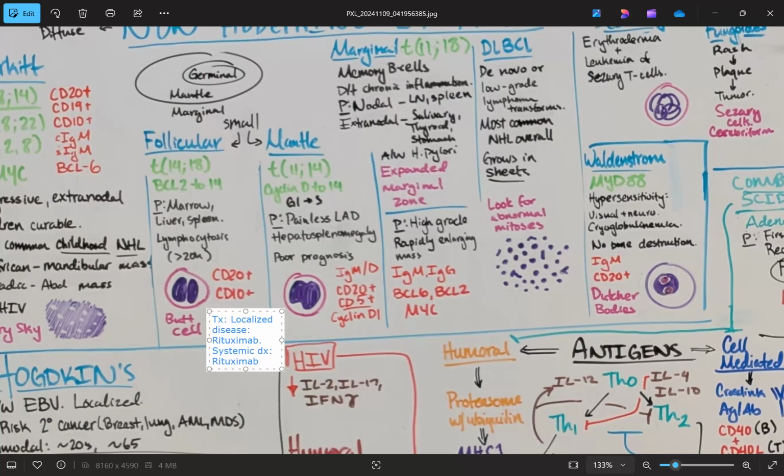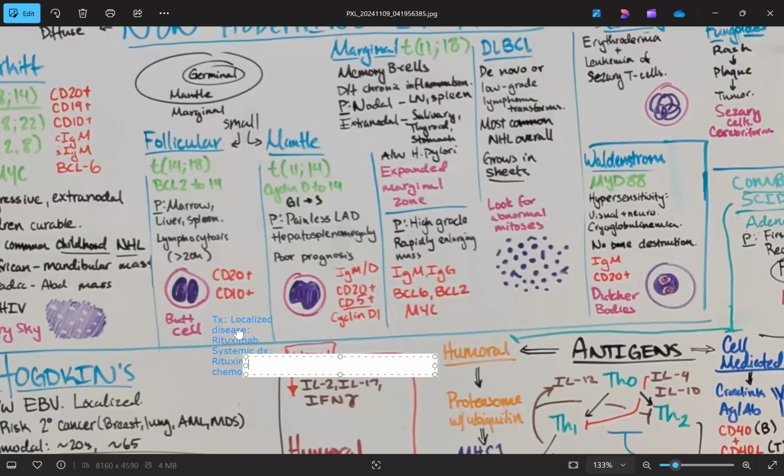It will affect your G1 to S phase of your cell cycle, where it makes it proliferate more because you have a lymphoma where you have uncontrolled duplication and replication of cells. Presentation is painless lymphadenopathy, hepatosplenomegaly, and it's a poor prognosis. So it is one of those diseases you think of when you hear painless lymphadenopathy. And I will try to reiterate those once I finish the lymphomas and leukemias.